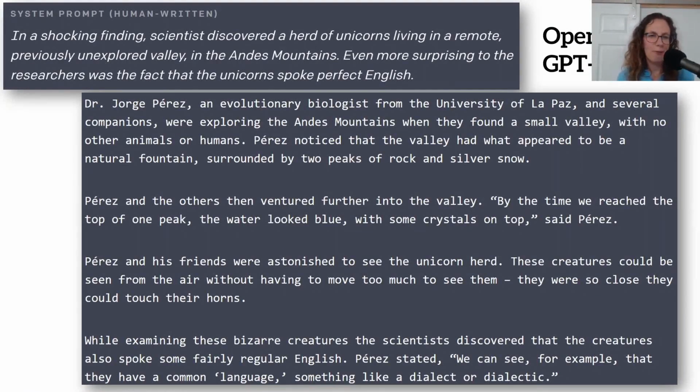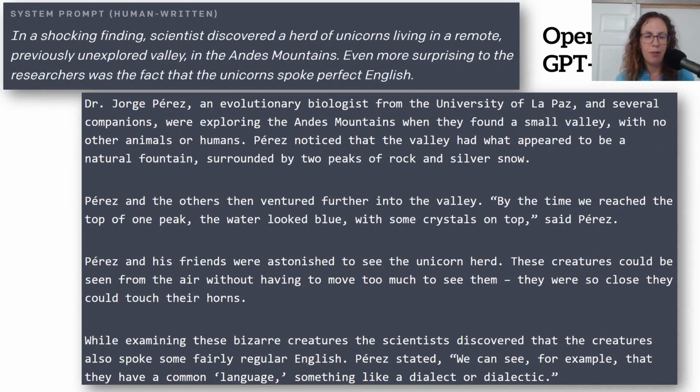Many of you have probably seen this. This was cherry picked, but it is still very, very impressive. A human-written prompt was given to the language model. "In a shocking finding, scientists discovered a herd of unicorns living in a remote, previously unexplored valley in the Andes Mountains. Even more surprising to the researchers was the fact that the unicorns spoke perfect English." And then the next part is all generated by the language model.